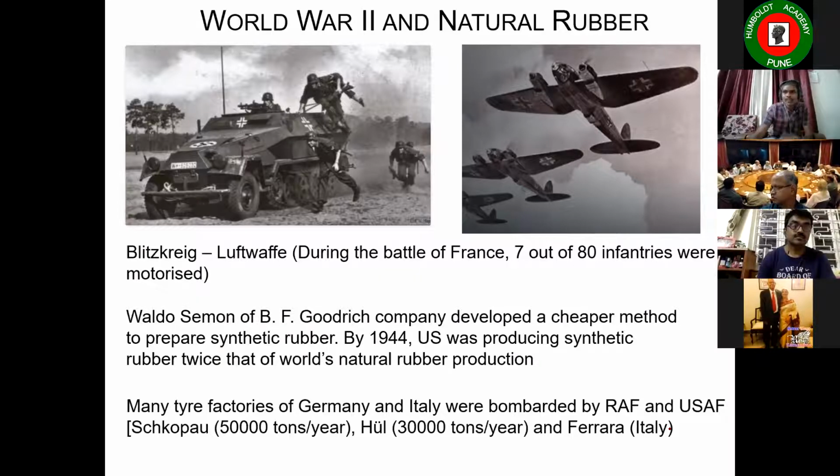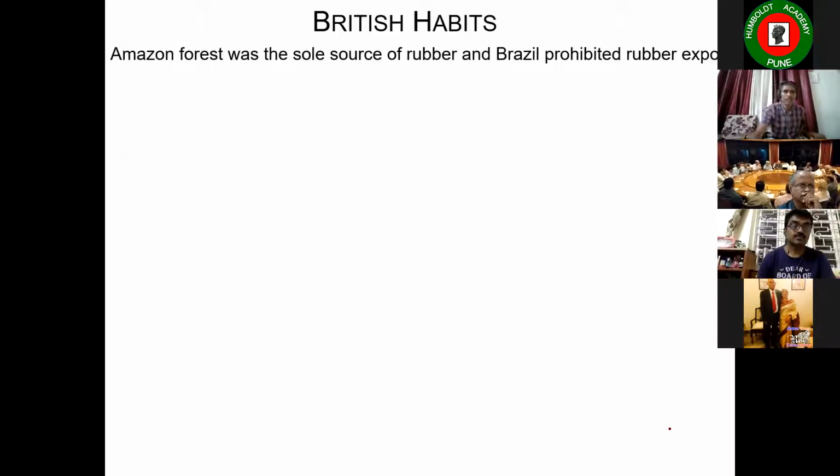Now, this is how synthetic rubber basically reproduced one of the very important agriculture produce, that is natural rubber. So the British habits, right? The Amazon forest was the sole source of rubber, and Brazil prohibited rubber export to control the price, right?